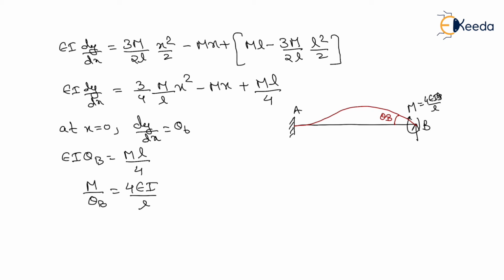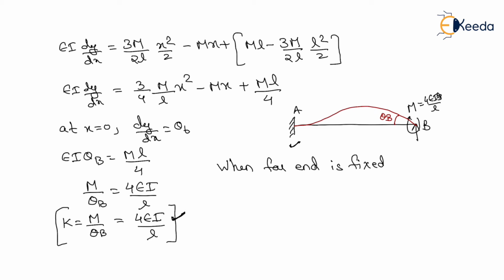Now if we want to find the stiffness of that beam, which will be equals to what? Moment required to produce unit rotation. So it will be equals to 4 EI by L. That will be the stiffness of the beam when the far end is fixed. Okay students, so we developed a concept from here that whenever the far end is fixed, the stiffness will be equals to 4 EI by L. It means that when far end is fixed, stiffness will be equals to 4 EI by L.